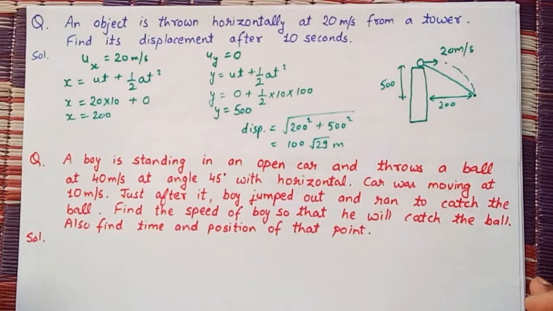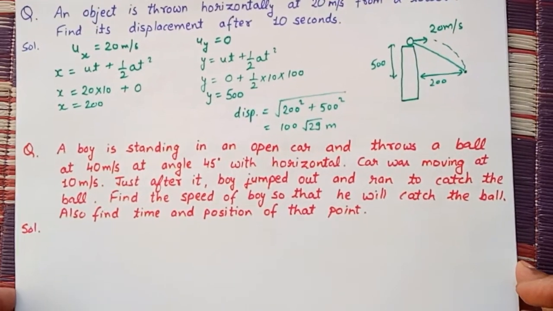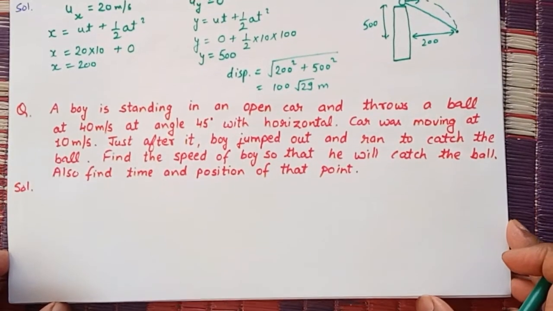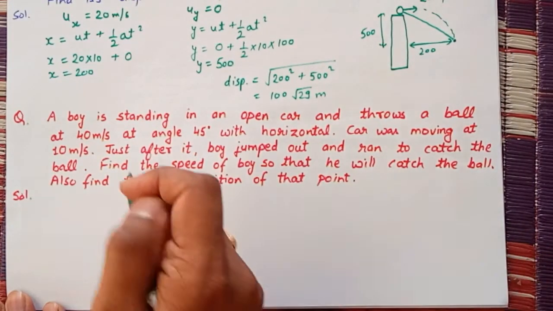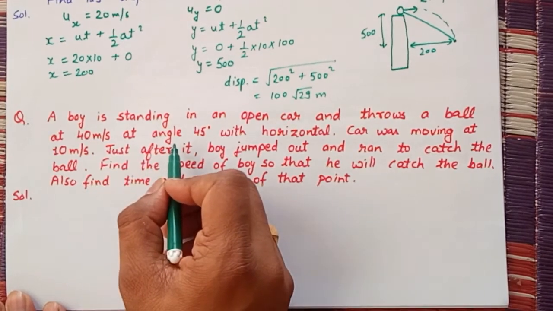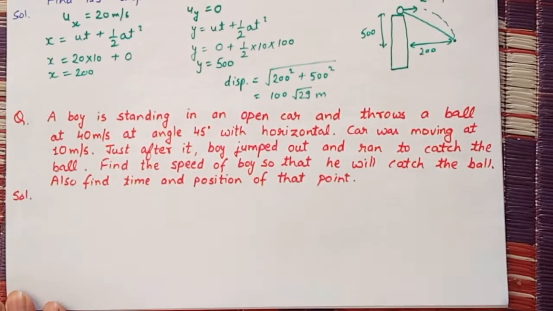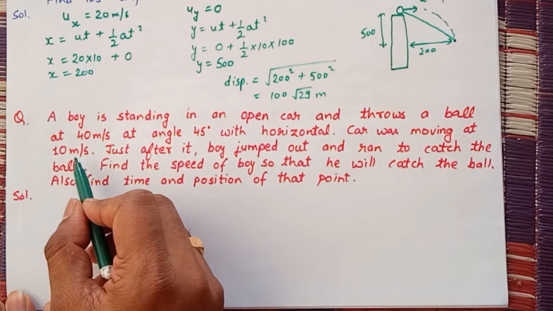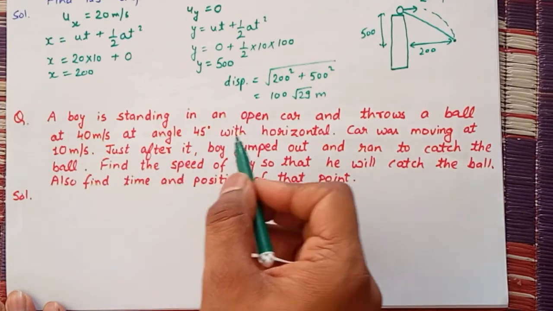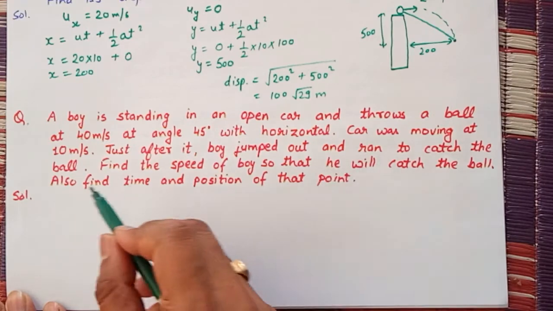Okay, now next question. A boy is standing in an open car and throws a ball at 40 meter per second at the angle of 45 degree with the horizontal. The car was moving at the speed of 10 meter per second. Just after it, the boy jumped out and ran to catch the ball.